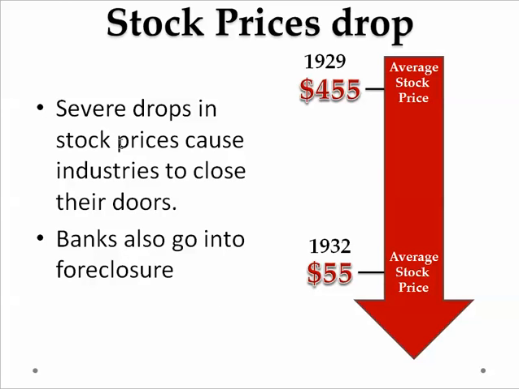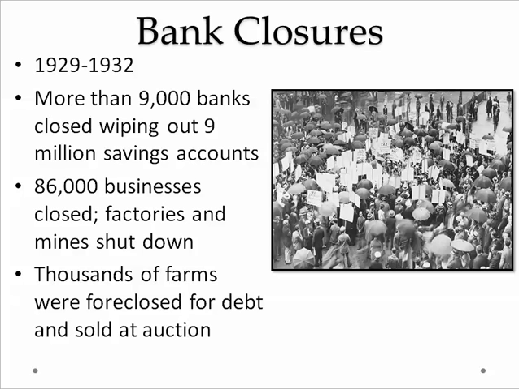So these severe drops in stock prices caused industries to close their doors and go into bankruptcy. Banks are going to foreclose as well, and close their doors. More than 9,000 banks across the United States are going to close. They're going to wipe out over 9 million savings accounts and banking accounts. That's why a lot of people who lived during this time took whatever money they had, saved it in their cushions, and buried it in their backyard because they didn't trust banks anymore. 86,000 businesses closed, and workers are losing their jobs, unemployed.